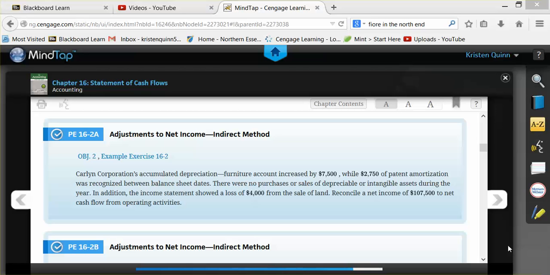The exercise tells us that Carolyn Corporation's accumulated depreciation furniture account increased by $7,500, while $2,750 of patent amortization was recognized between the balance sheet dates. There were no purchases or sales of depreciable or intangible assets during the year. In addition, the income statement showed a loss of $4,000 from the sale of land, and we need to reconcile a net income of $107,500 to net cash flow from operating activities.